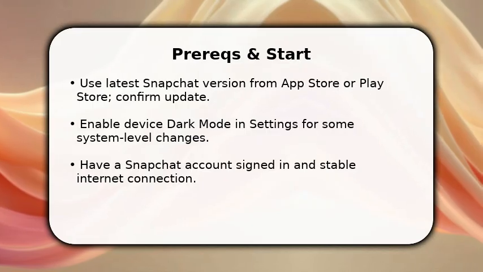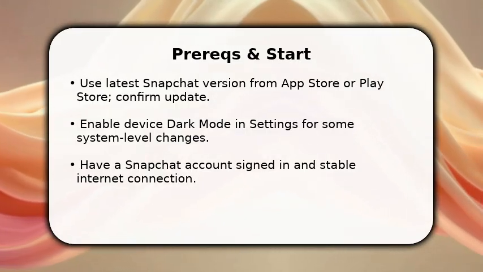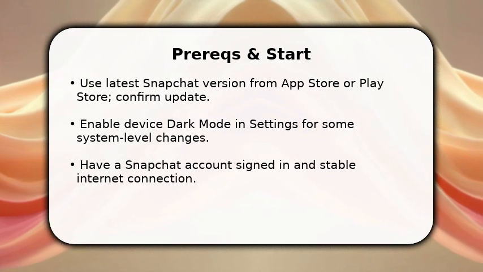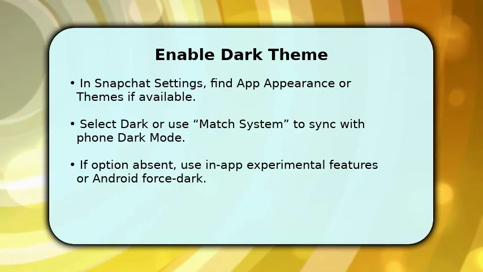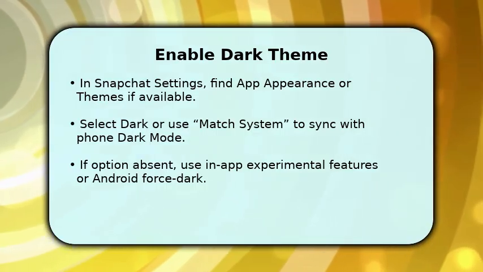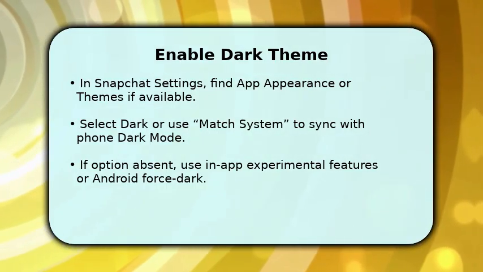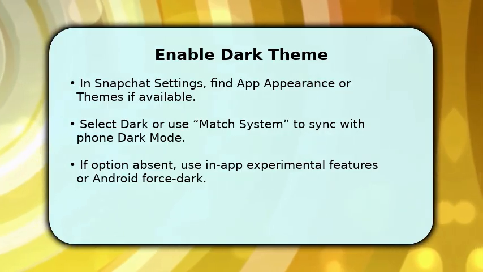Follow them in order so the next, deeper adjustments behave predictably and don't get blocked by version mismatches. You're now choosing the theme inside the app. If Snapchat shows an app appearance entry, tap it and pick dark. If there's a match system choice, use it so Snapchat follows your phone automatically.